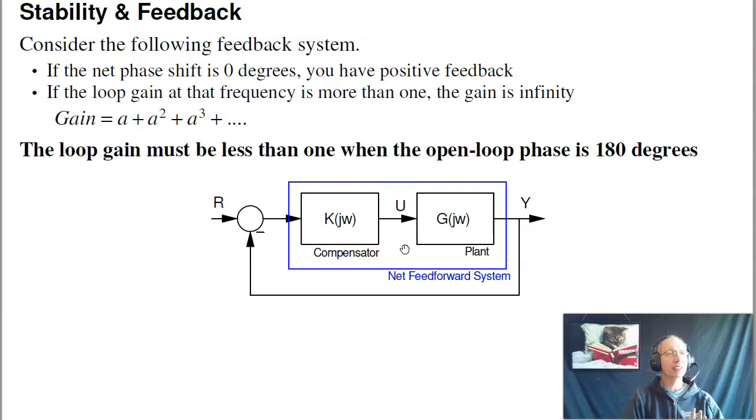That's the condition for stability from a frequency domain. The open loop gain has to be less than 1 when the open loop phase shift is 180 degrees. There's a couple caveats on that, but this is true like 99% of the time. You've got to keep the gain less than 1 at that one frequency.